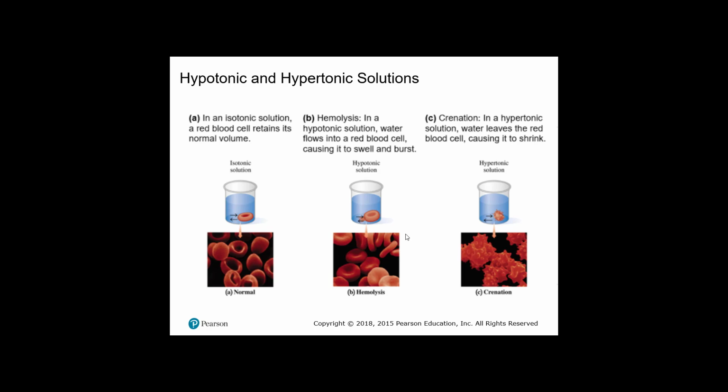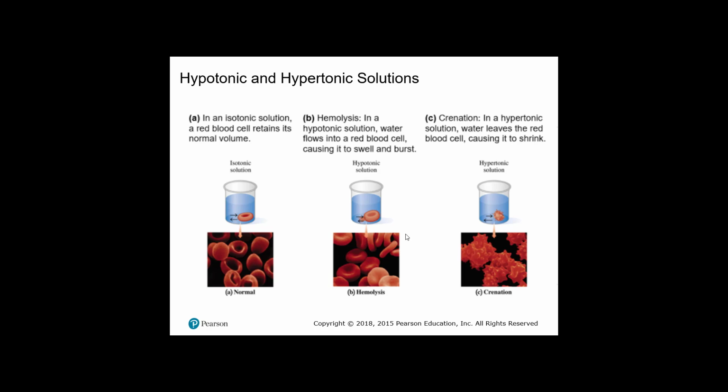This is a slide from another section of chemistry. These words are not in your book, but these are the terms for it. We have normal, which is an isotonic solution, which allows the red blood cell to retain its normal shape, volume, and look. Nothing is causing it to be dehydrated or overhydrated.